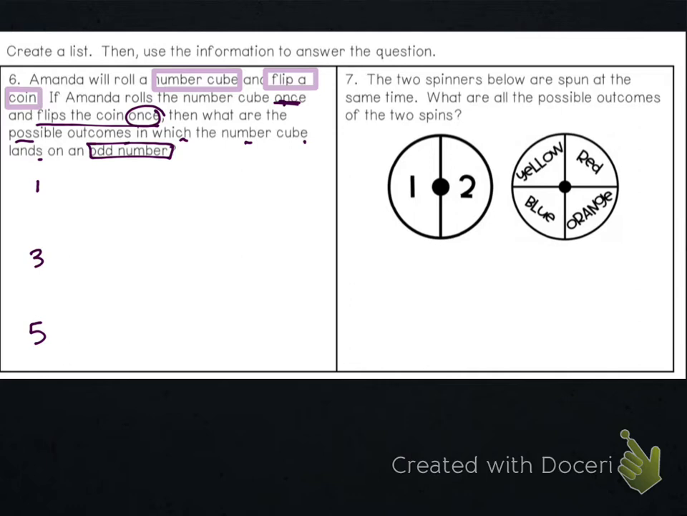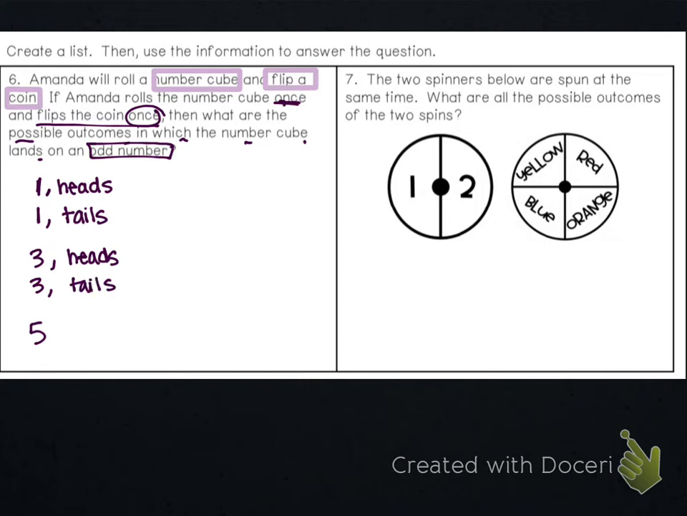My possible outcomes are that I landed on a 1 and I landed on heads, but also, I could land on a 1 and also land on tails. But what if I didn't land on 1? What if I landed on 3? Then I could flip the coin and land on heads, and I can roll a 3 and flip the coin and land on tails.